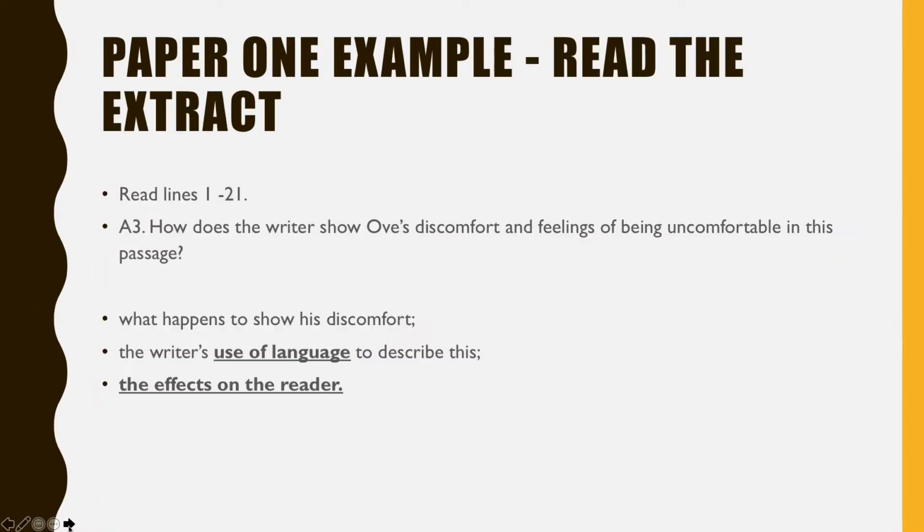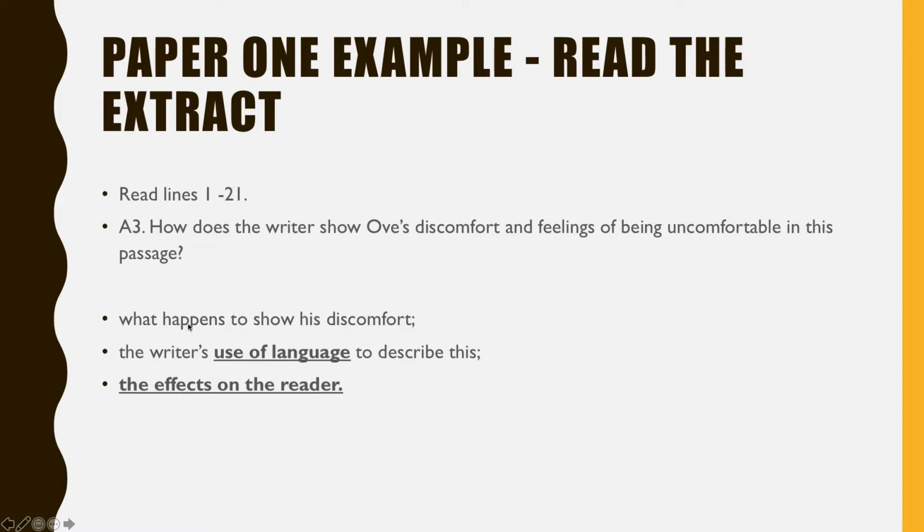So let's practice this. I want you to go back to that revision paper. I want you to read the first 20 lines there. And the question is, how does the writer show Ovi's discomfort, feelings of being uncomfortable in this passage?